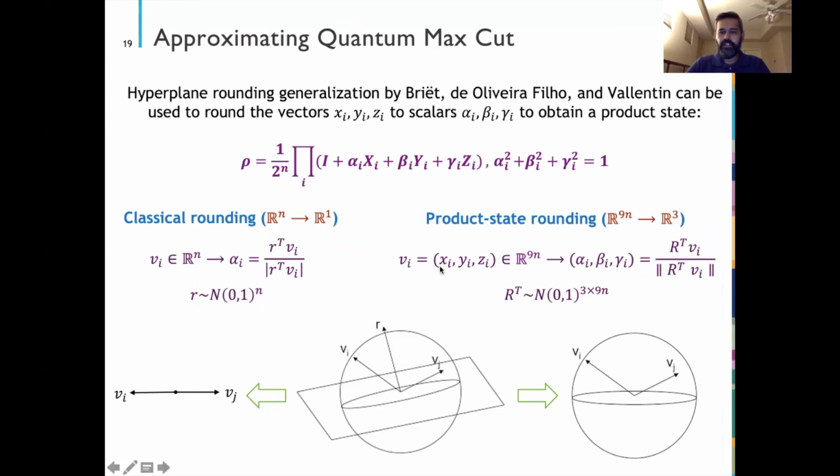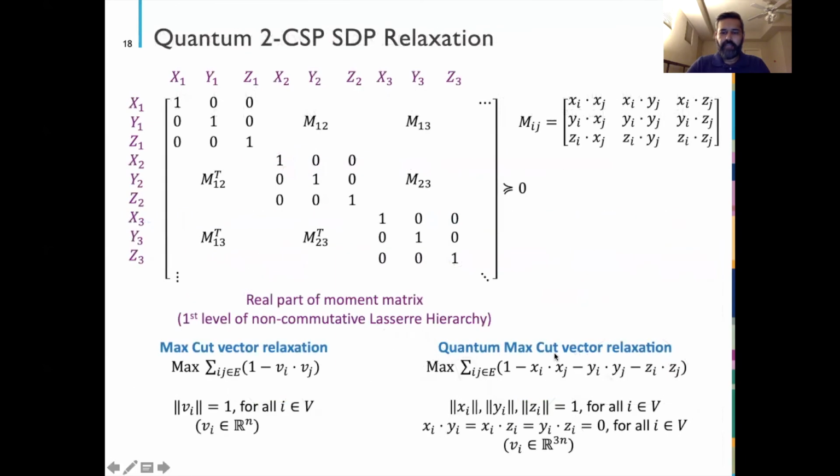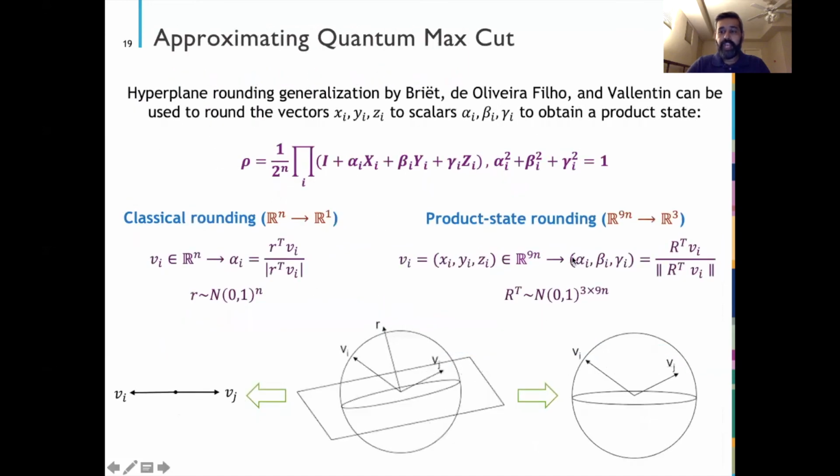So we don't really have to treat them as individuals in doing this rounding. The reason for that is because the objective function treats these 3 inner products in the same way. But for more general problems, this isn't the case. And that's one of the reasons why it's much harder to approximate more general quantum CSPs.